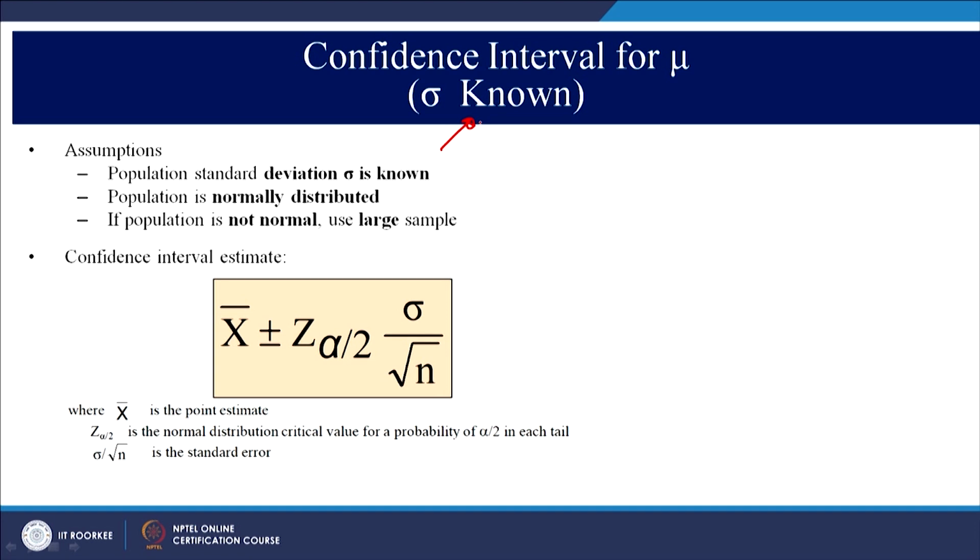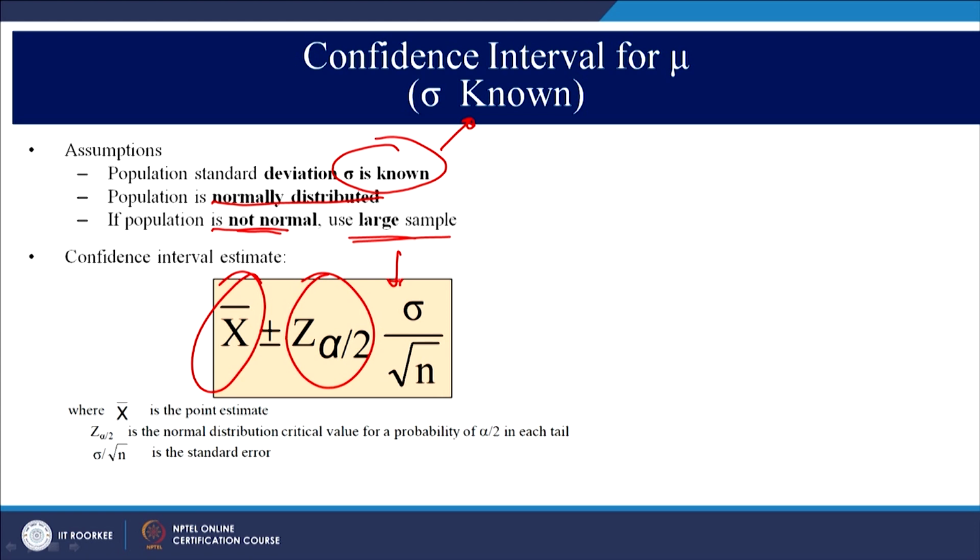There are a couple of assumptions you have to make. The first is the population standard deviation is known. The second is the population is normally distributed. It is not for a non-normal population, it is for normal distribution. If the population is not normal, then we will have to take a large sample. So, the confidence interval estimate is the sample mean, this critical value and this standard error. This is what we have seen in the formula. This is the point estimate, our sample mean, this is the normal distribution critical value, and this is the standard error.